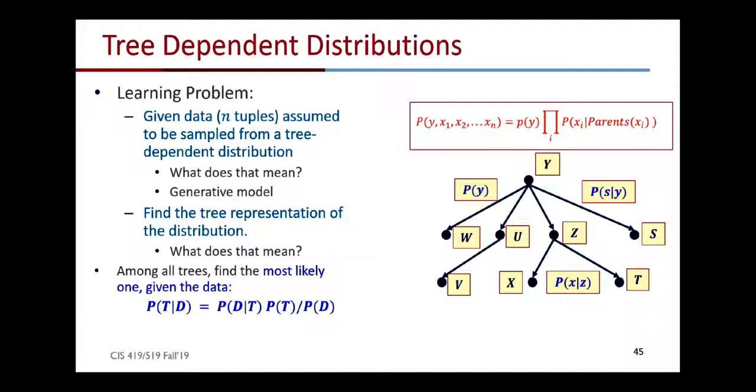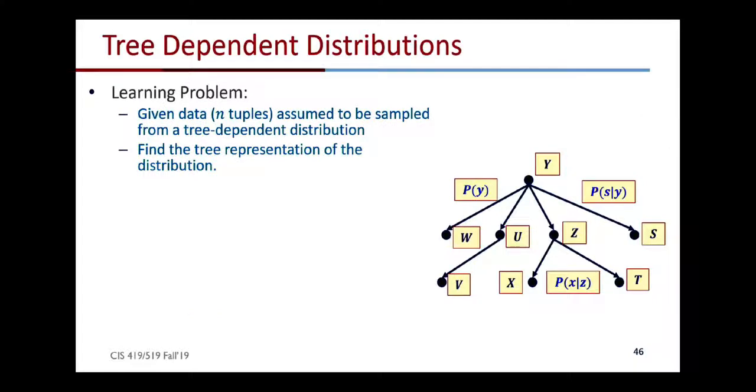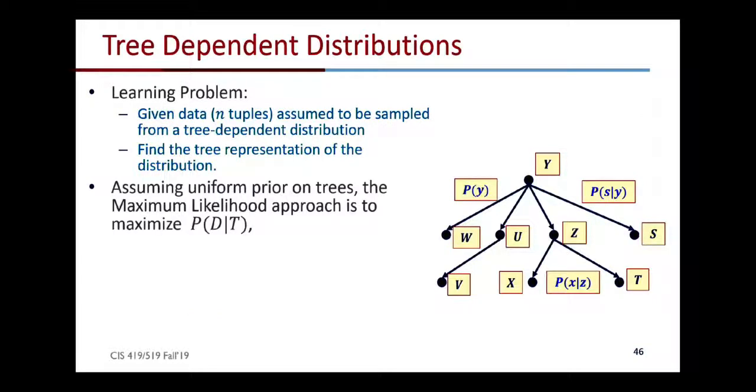So the probability of the tree given the data, Bayes' rule says, is the probability of the data given the tree times the probability of the tree divided by the probability of the data. Even if we assume a prior over the trees, it becomes the maximum likelihood approach. All I need to do is to maximize the probability of the data given the tree. So that's what I'm going to do.